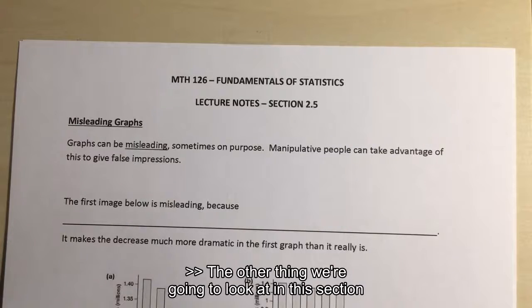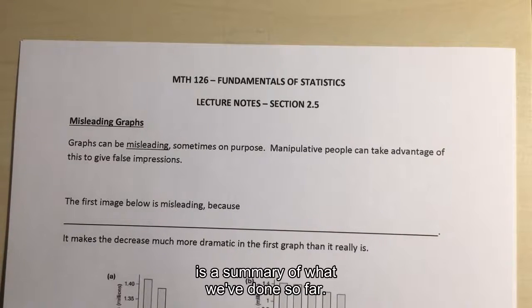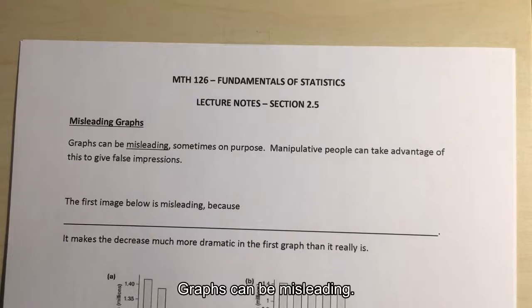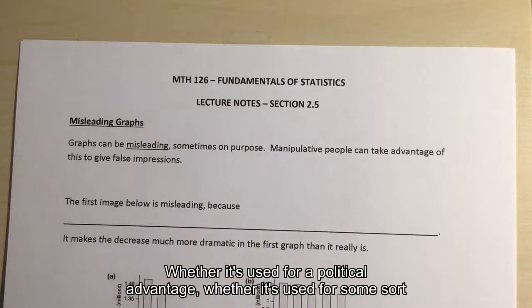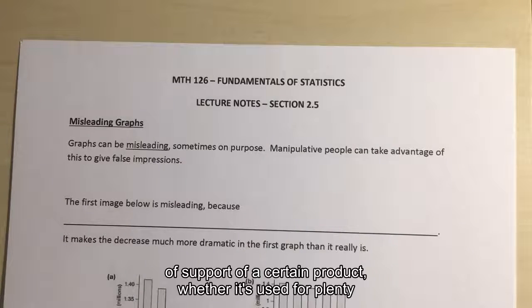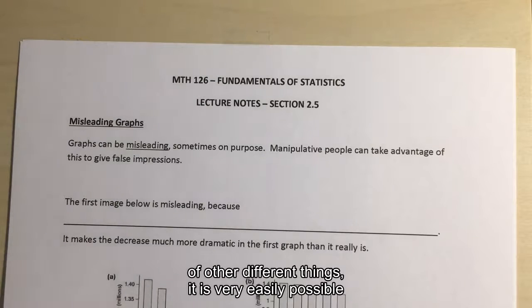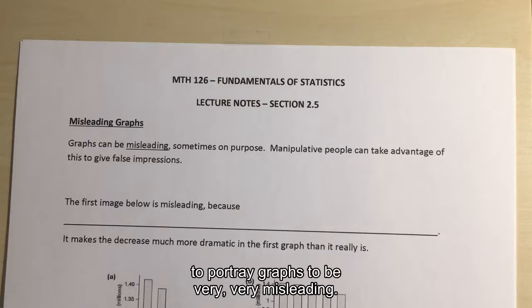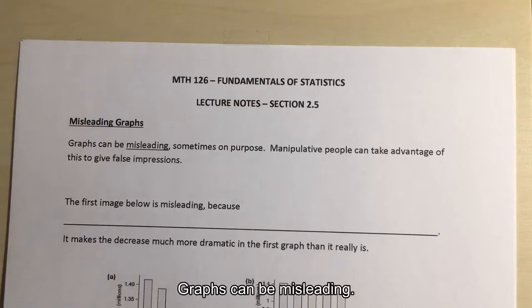Right, the other thing we're going to look at in this section, instead of just a summary of what we've done so far, is that graphs can be misleading. Sometimes that is done on purpose, right? Whether it's used for a political advantage, for support of a certain product, or for plenty of other things, it is very easily possible to portray graphs in a very misleading way.